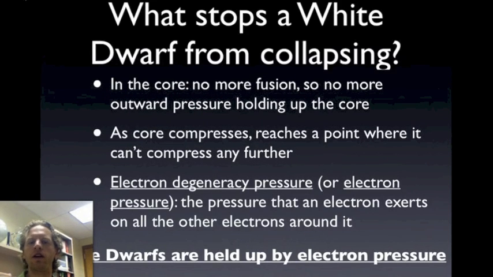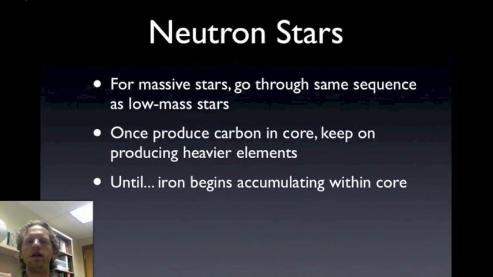So let me go back a little bit here. And again, the name for this is electron pressure. And this is what keeps a white dwarf from collapsing. You can't compress those electrons any further than they already are. You can't smush the electrons any closer to the other electrons. They repel each other. And that's what holds a white dwarf up, the electron pressure, or the electron degeneracy pressure. But for certain types of stars, you can go further. That electron pressure isn't quite enough to hold up certain types of stars.